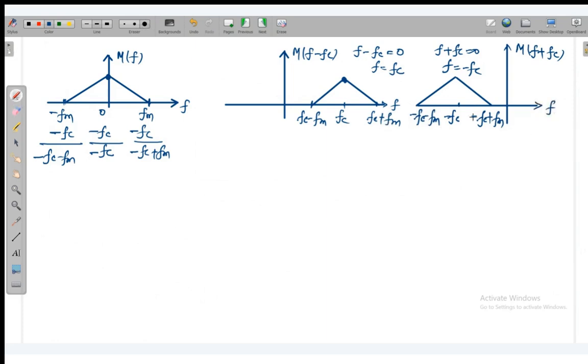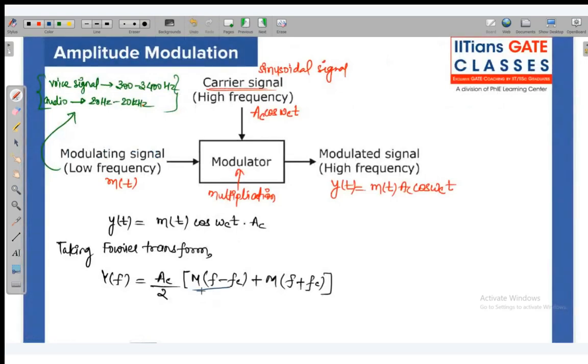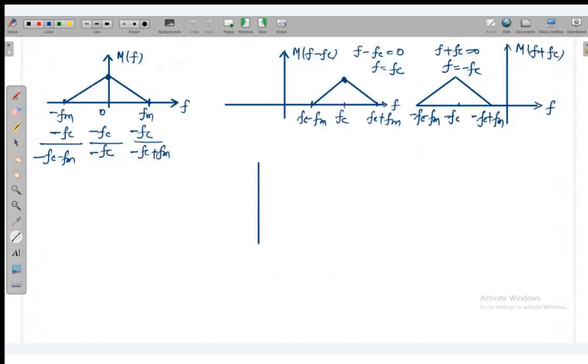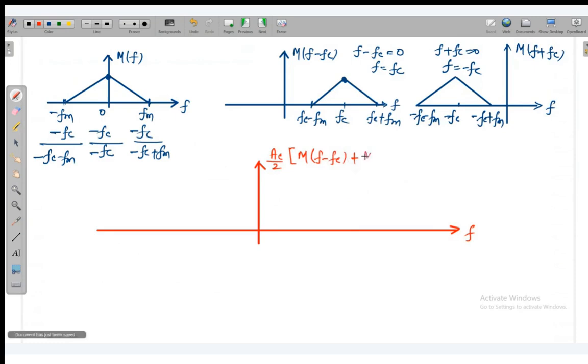Okay, now what we have done in this equation, these two terms we have got, these two terms are added and the amplitude is AC by 2. Addition means you have to draw both the terms in a single plot. So you have to draw AC divided by 2 in bracket M of f minus fc plus M of f plus fc. Now when you add it, the left hand side is this one and the right hand side is this one, and the amplitude will become AC upon 2.